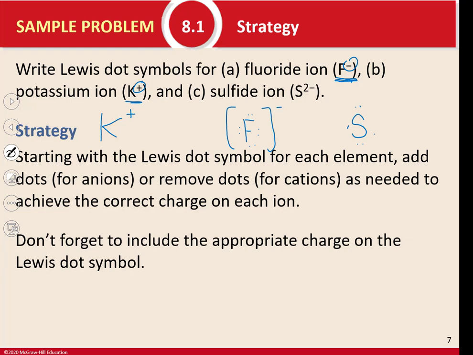So sulfide 2 minus, what am I going to change? Add 2. So I'm going to add 1 there and 1 there. So now I have a fully filled octet. And again, put it in brackets and put the charge on the outside. And there's the Lewis dot symbol for sulfide. Not so bad.